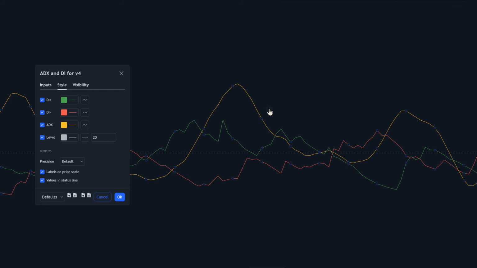Now, looking at this indicator, you can see that it's composed of 3 different lines traversing the indicator window alongside this horizontal line. This yellow line is called the ADX. This green line represents the DI+, and it's used to identify bullish trends whenever it goes above this red line.